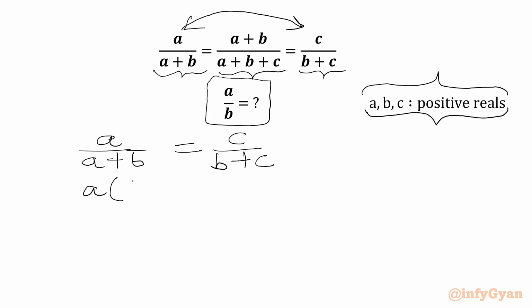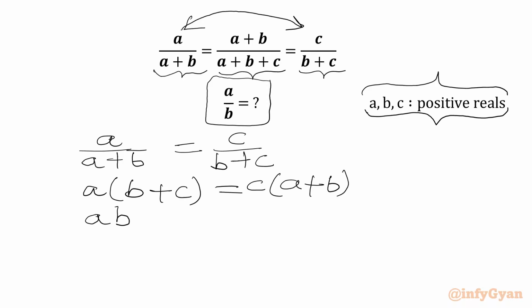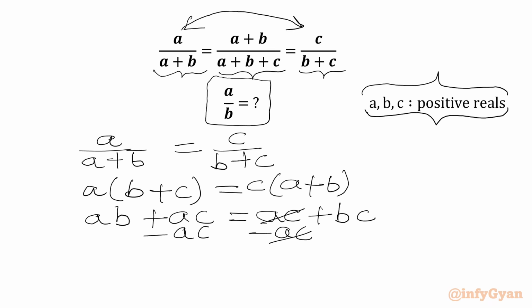So a times b plus c equal to c times a plus b. We'll apply the distributive law. We can write AB plus AC equal to AC plus BC. Now we have to subtract AC from both sides. So plus AC minus AC will be gone from LHS as well as RHS. We will get AB equal to BC.